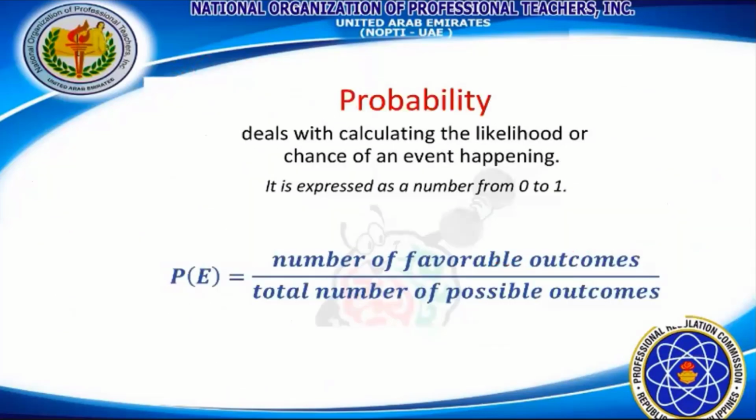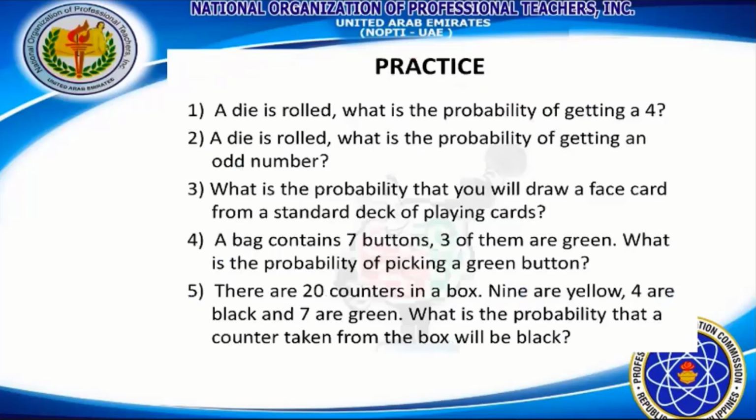Okay, malapit na tayo. Next is probability. When we say probability, the number of favorable outcomes divided by the total number of possible outcomes. Probability deals with calculating the likelihood or chance of an event happening. Okay? Probability example: A die is rolled. What is the probability of getting a 4?